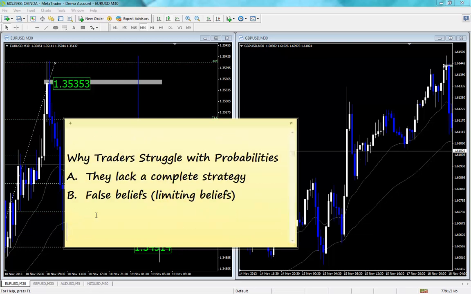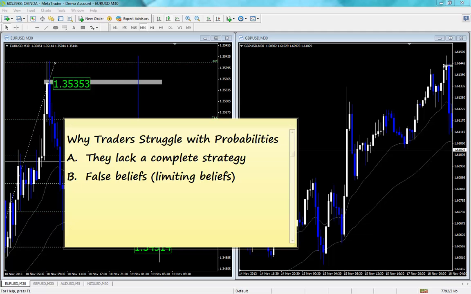There are a couple of reasons why traders struggle with the first part of that, which is probabilities. First of all, they lack a complete strategy. In other words, a complete approach to how you make profit in terms of a setup and a high probability setup. And the second part that they struggle with is there are some false beliefs about trading, some limiting beliefs.